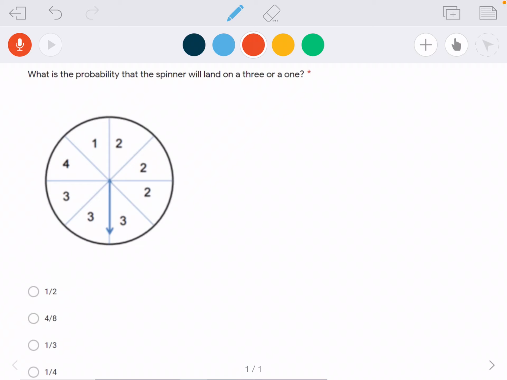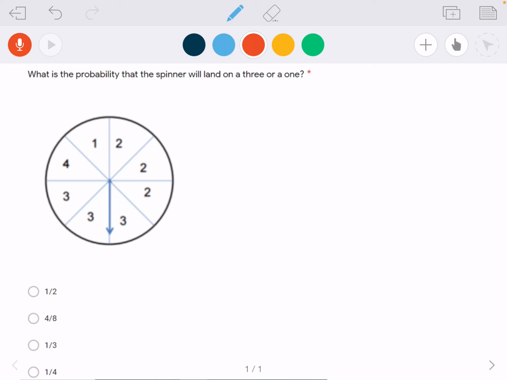This question reads, what is the probability that the spinner will land on a 3 or a 1? So you spin the spinner one time, and the question is asking, what is the probability that it will land on a 3 or a 1?